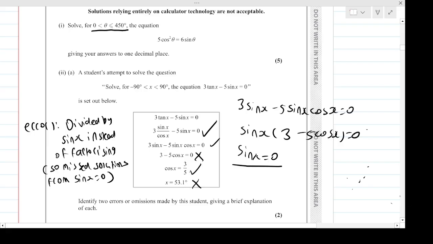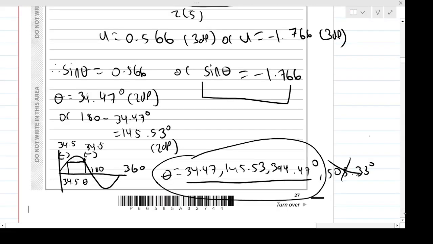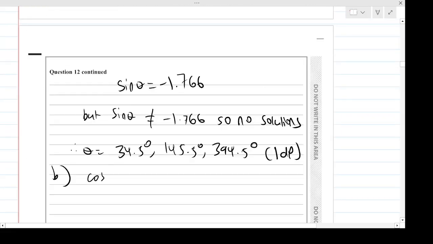Why? Because remember, it's between minus 90 and 90. So if I were to roughly solve that equation here, cos x is 3/5. Then obviously, if we did inverse cos, you get 53.1. That's great. If we were to then consider the cos graph, it would look like this.